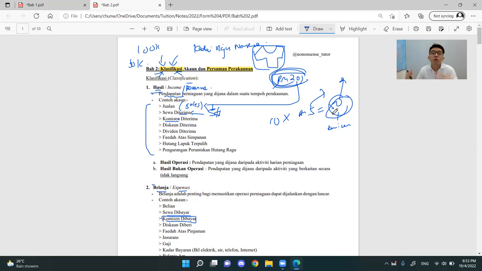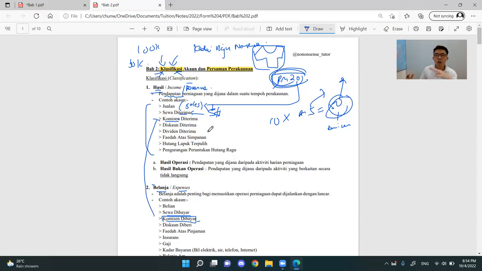Can you see or not? This is satu belanja. Okay, so this is a commission dibayar because you pay the commission. Then when you understand this commission dibayar, then you can understand what is commission diterima lah. So this will be terbalik.